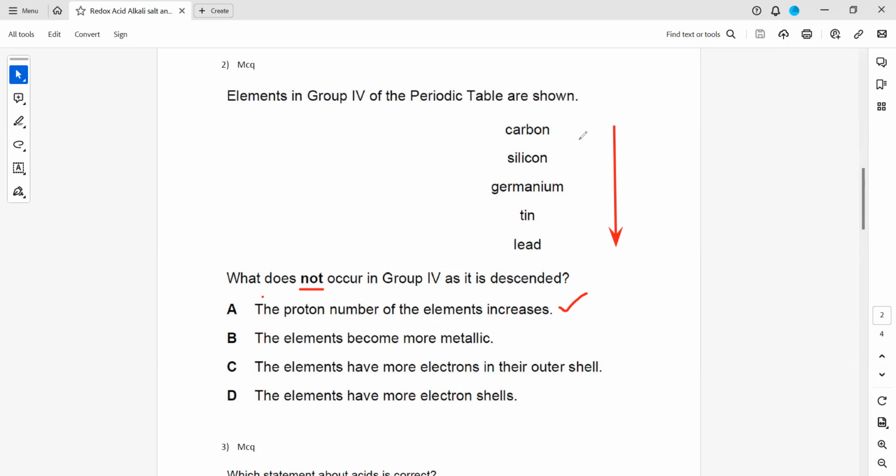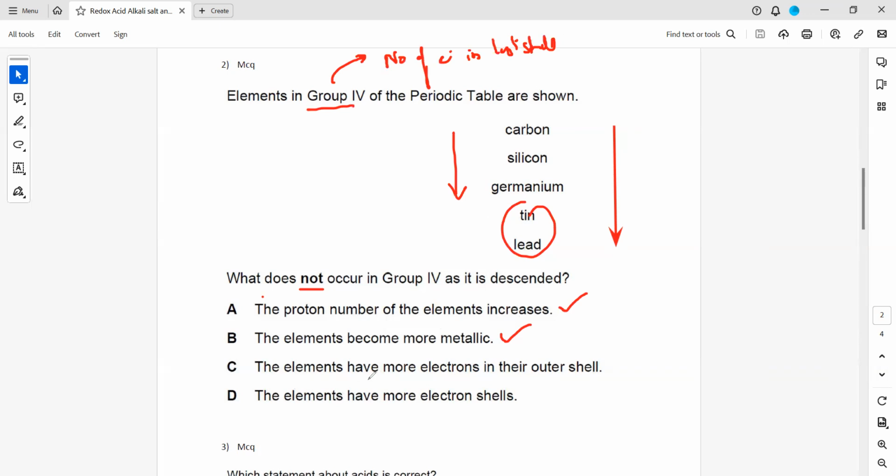The elements become more metallic. That's also true, because you can see tin and lead are metals, and at the top we have non-metals, with a metalloid in between. The elements have more electrons in their outer shell? Because they belong to a group, what is the characteristic of a group? The group represents the number of electrons in the last shell. So if elements belong to the same group, they should have the same number of electrons in the last shell.